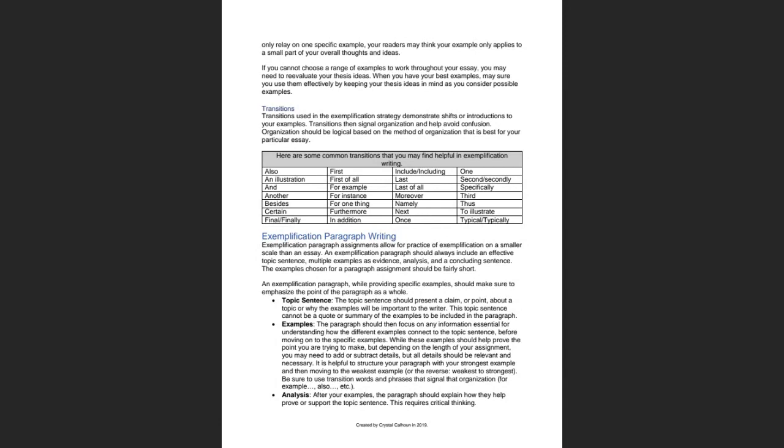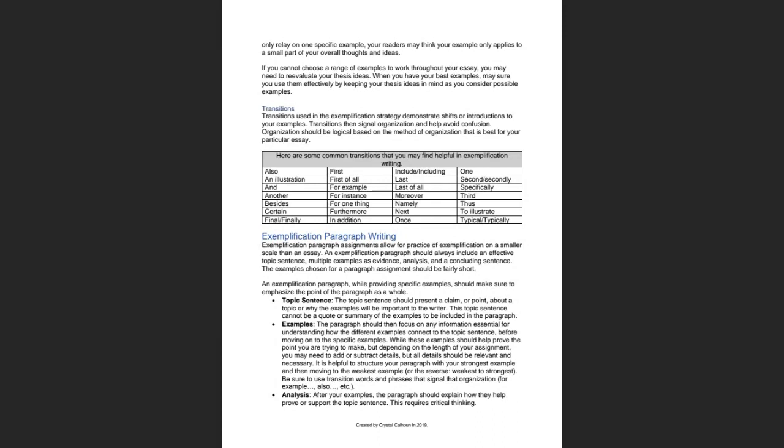The topic sentence should present a claim, right, an argumentative claim in this case, or point about a topic, or why the examples would be important to the writer. Topic sentence cannot be a quote or summary of the examples to be included in the paragraph. The paragraph should then focus on any information essential for understanding how the different examples connect to the topic sentence before moving on to the specific examples.